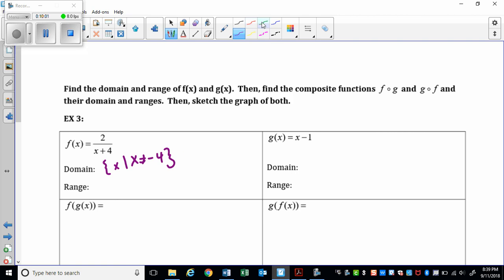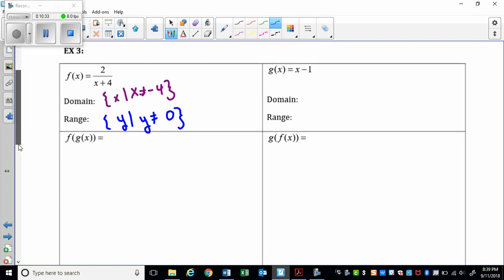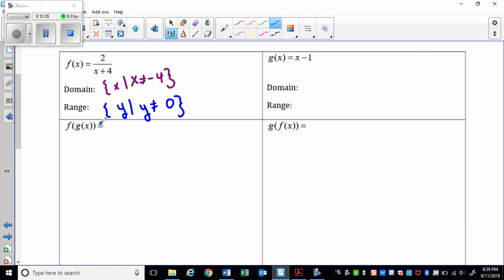And our range, you're going to have to graph this maybe in your calculator. It looks like our y values are everything. It looks like the degree of the numerator is smaller than the degree of the denominator. So remember our rule, our asymptote will be y equals 0. So y cannot equal 0. But it looks like everything else will work in our range. All right, f of g of x.